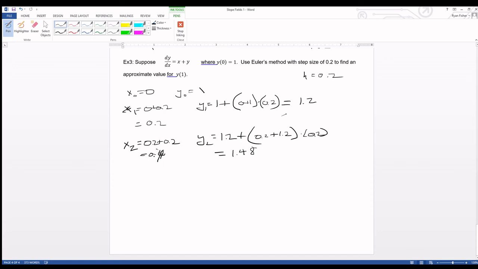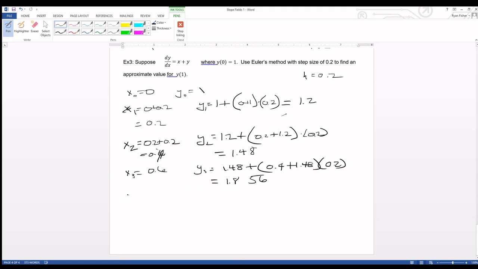I'm going to continue this process until the x coordinate is equal to 1. So let's do it a couple more times. I think we need 3 more times. x3 is 0.6. y3 is 1.48 plus, again, the sum of x and y at the previous step, which is 0.4 plus 1.48, and multiply that by the step size. Type that in my calculator, and I find that that is 1.856. Oops, that's kind of awkward, but it's okay.